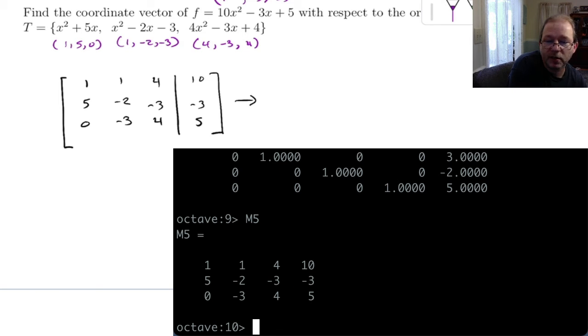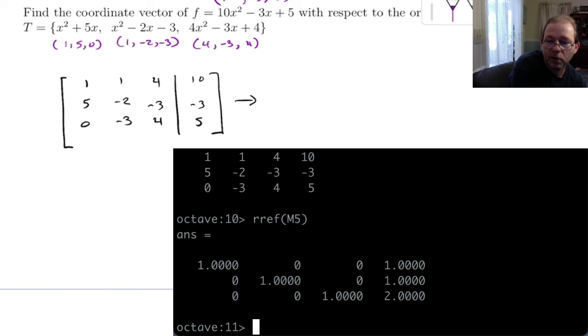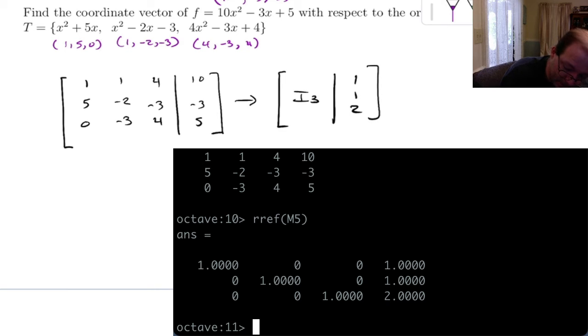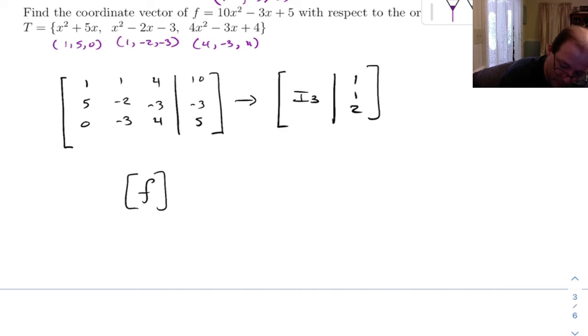So let's see, is that correct? Yeah, just double checking that. So row reducing M5 gives us 1, 1, 2. So in this case, for the function f with respect to this basis T, its coordinate vector is (1, 1, 2).